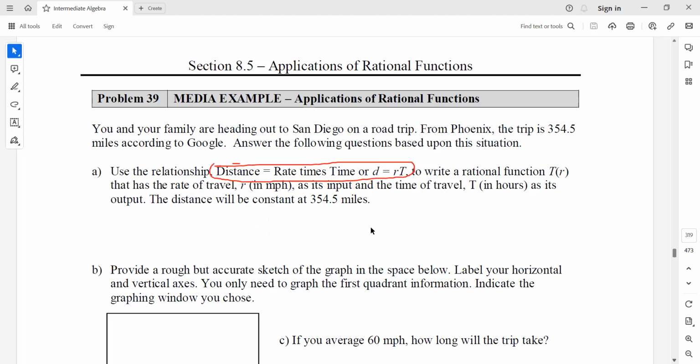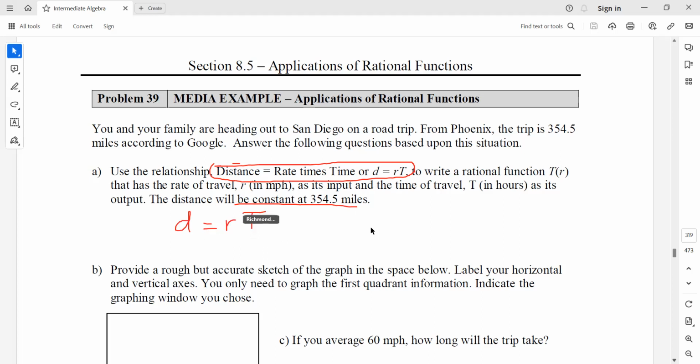Now with your rational function, it wants you to write a rational function of t, which is time, t of r. So r is your input, but r is your rate of travel. Then t is time, so time is the output. Now distance, of course, is constant, right? Because the distance from San Diego to Phoenix is constant.